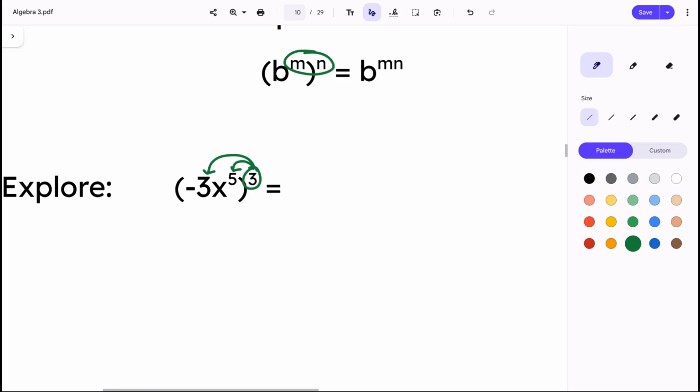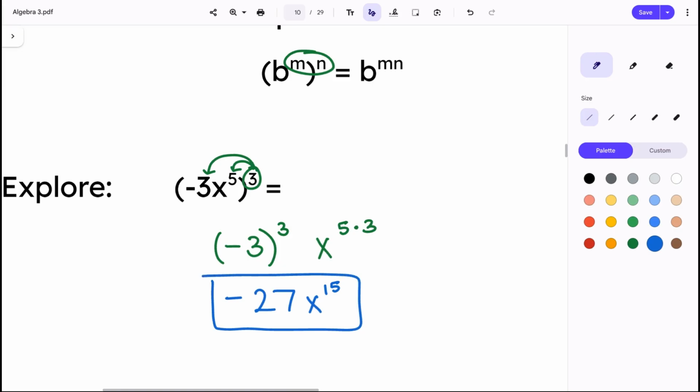So now, if I really were to write this out, negative 3 is being raised to the 3rd power. And then for x, you're going to take 5 times 3. What is negative 3 raised to the 3rd? Good, negative 27. Good, x to the 15th. And then we leave it, okay? You don't need to do anything with the negative 27. It's not a negative exponent, it's just a negative number, so we're done.